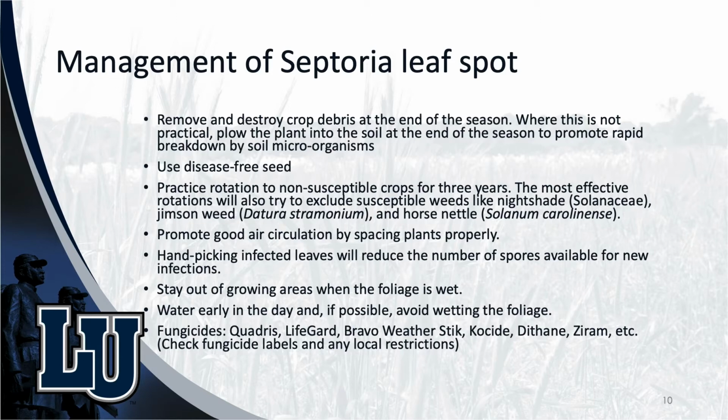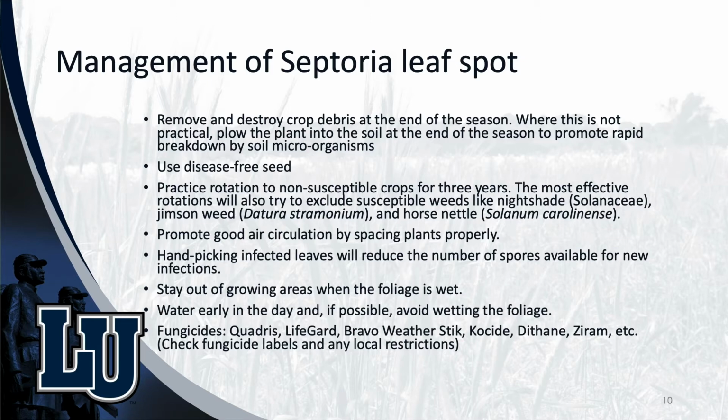Start with disease-free seeds or disease-free transplants. Try to rotate with less susceptible or non-susceptible crops, particularly non-solanaceous crops. And then make sure that the rotation occurs for a longer period of time, generally 2 to 3 years. Also make sure that weeds that are susceptible are not in that area. Some examples of weeds are nightshade, Jimson weed, and horse nettle.